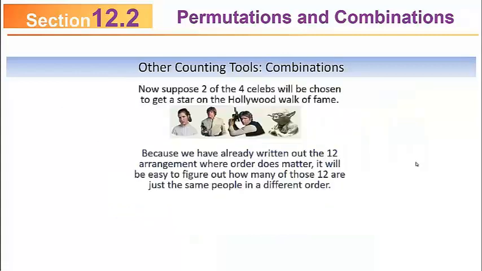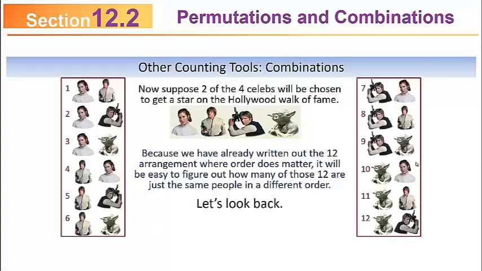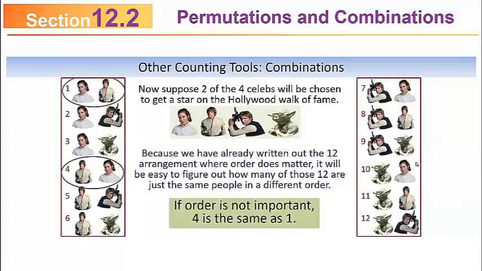Now, we've already written out the 12 arrangements for the bicycle built for two, and we can see that with the stars, the order doesn't matter. So we can actually look back at the answer we got for the bicycle built for two and just eliminate the duplicates. In other words, if you've got Leia and Han, and you've got Han and Leia, if you're just giving them a star, it doesn't matter what order they were chosen in. So really, 4 is a duplicate of 1, so you can just get rid of 4. And the same thing is true going down the list. If you've got Leia and Han, that's the same as Han and Leia, which is number 7, so you can get rid of the 7.